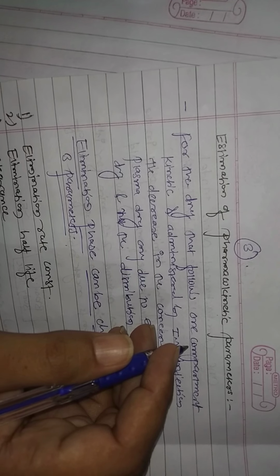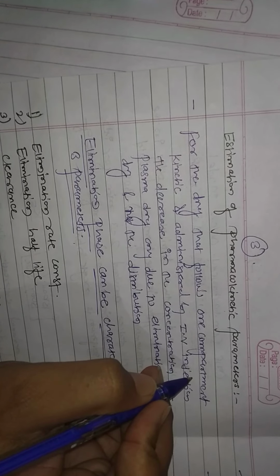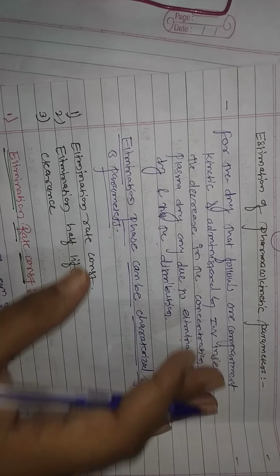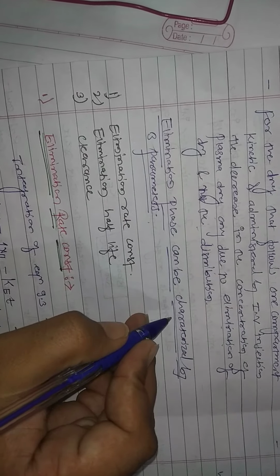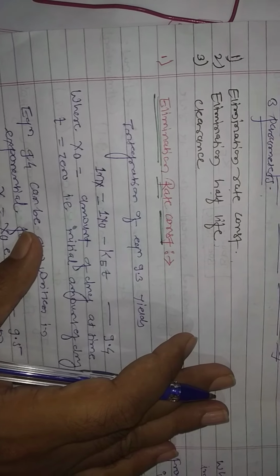Next, the estimation of pharmacokinetic parameters. As we discussed earlier, there is no absorption phase in case of intravenous IV bolus. For a drug that follows one compartment kinetics and is administered by IV injection, the decrease in the plasma drug concentration is only due to the elimination of the drug and not the distribution. The elimination phase can be characterized by three parameters, that is elimination rate constant, elimination half-life and drug clearance. First we will discuss the elimination rate constant.